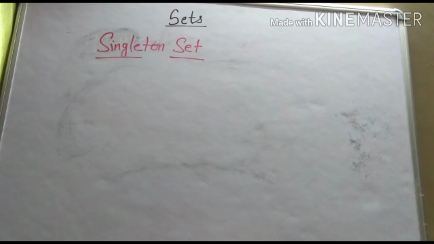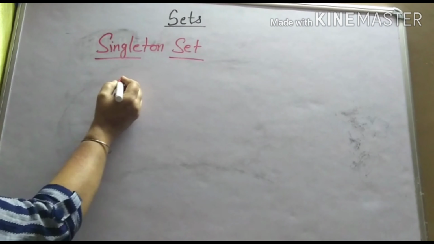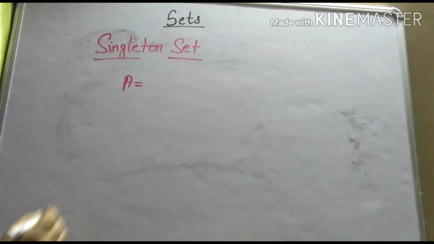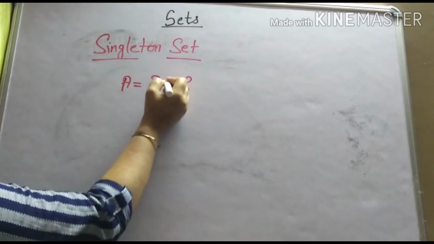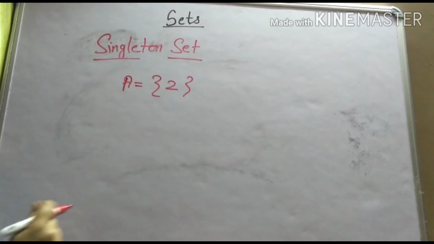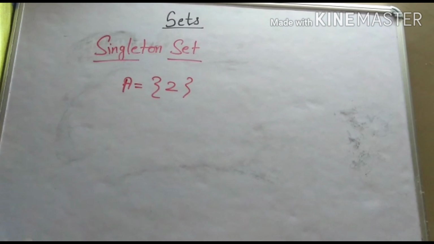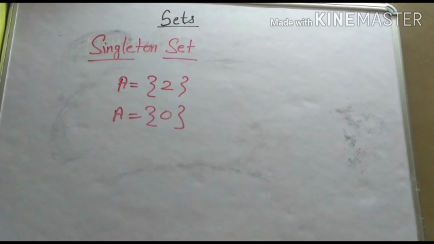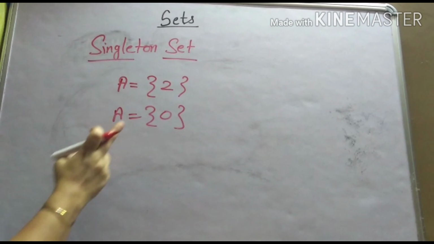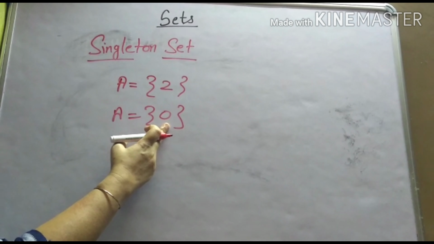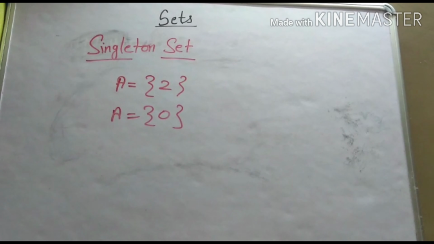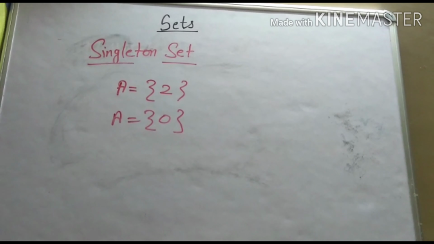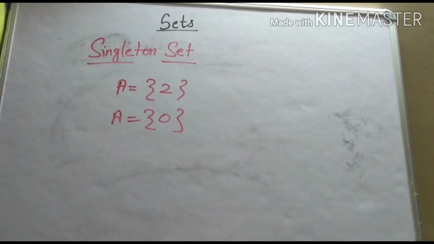Now, what is a singleton set? A set having only one element is called a singleton set. For example, set A is {2}. It means this set has only one element, that is 2. Therefore, it is a singleton set. Let's take one more example. Set A is equal to {0}. The element of this set A is only 0. Therefore, this set is a singleton set. So, any set having only one element is called a singleton set.